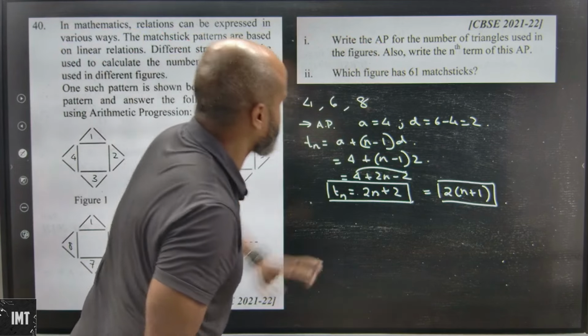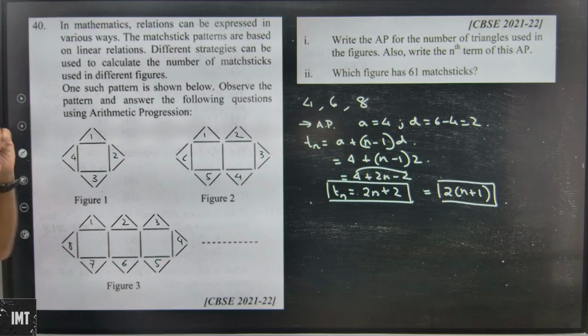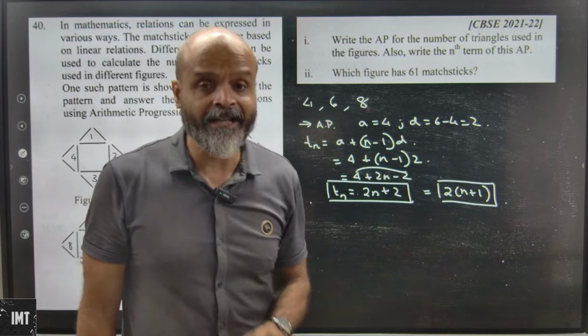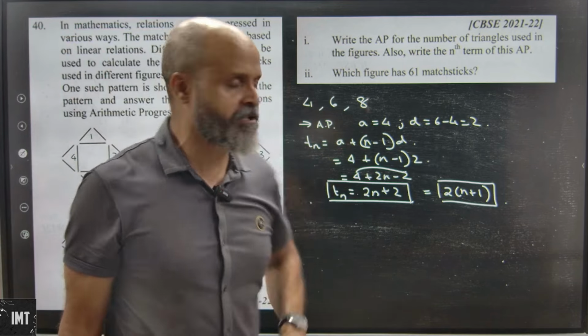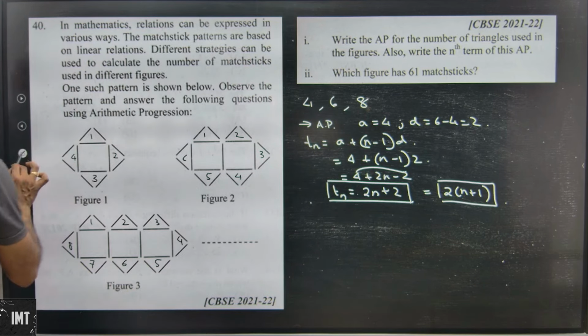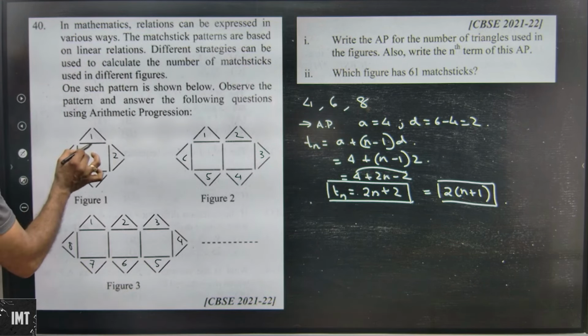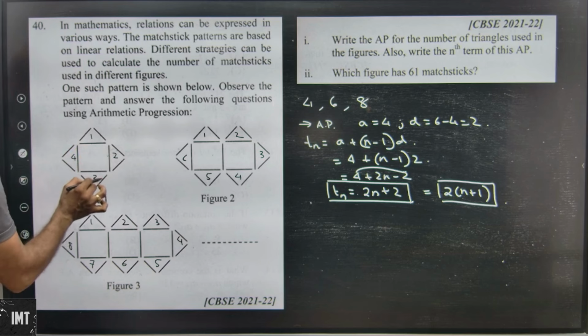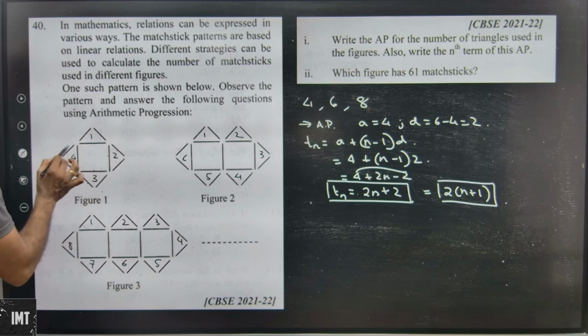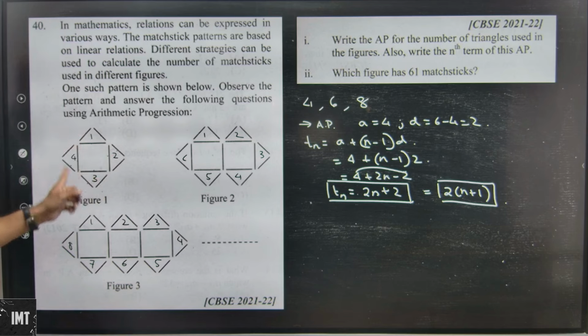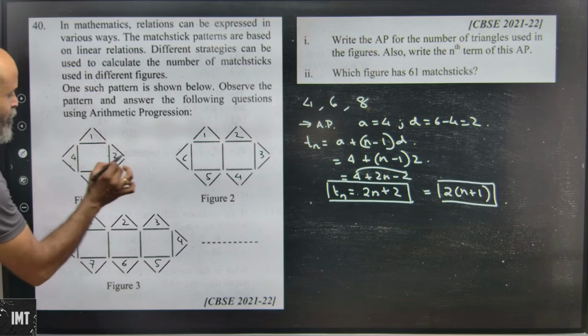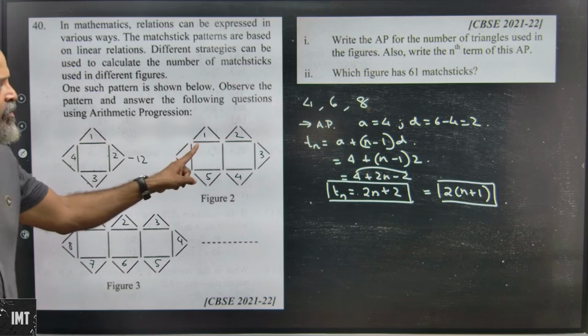Okay. Which figure has 61 matchsticks? Now, understand. Here you were talking about triangles. Here you are talking about the total matchsticks. So let's count this total number of matchsticks here. 1, 2, 3, 4, 5, 6, 7, 8, 9, 10, 11, 12. Just understand. For 4 triangles, you will have a total of 12. How many triangles do you have here? 6.